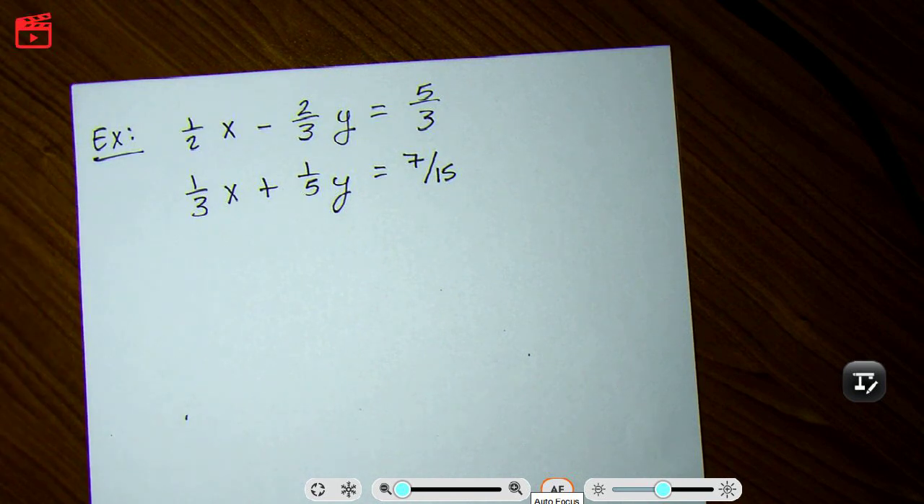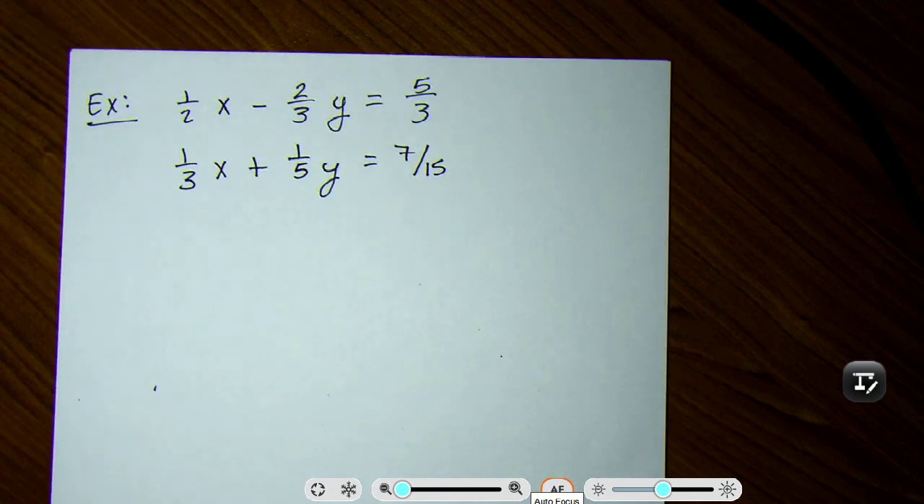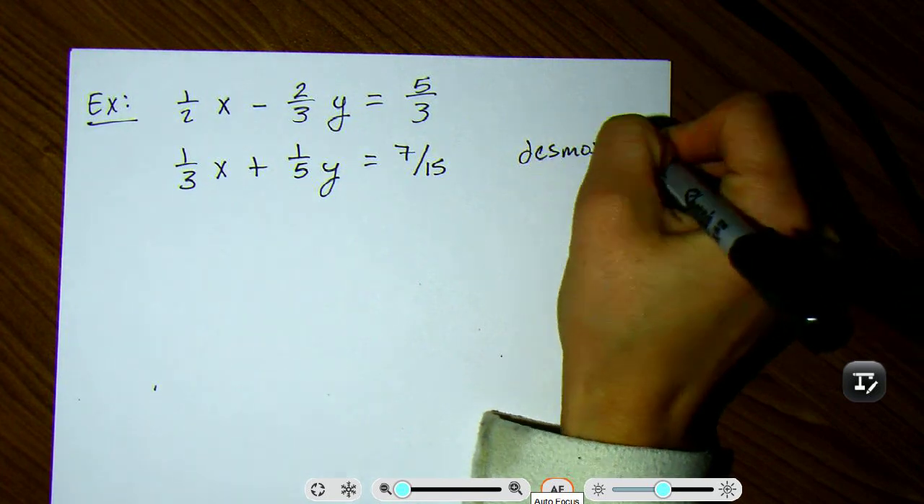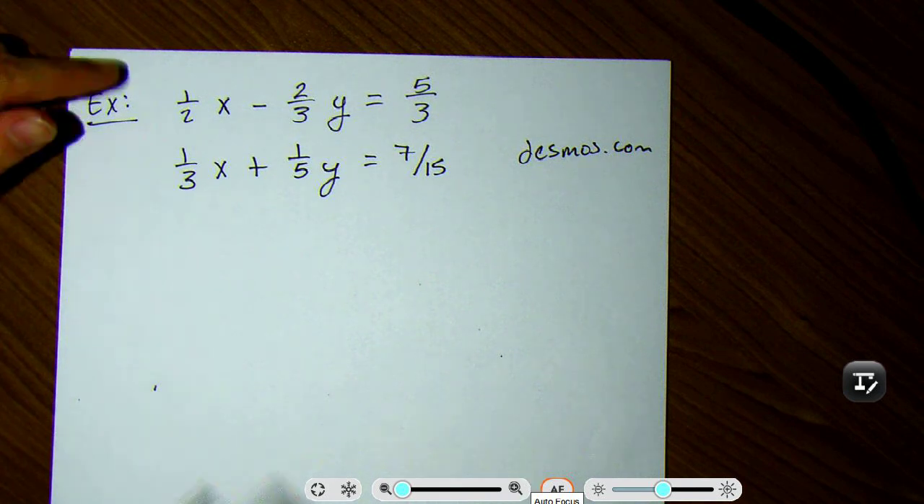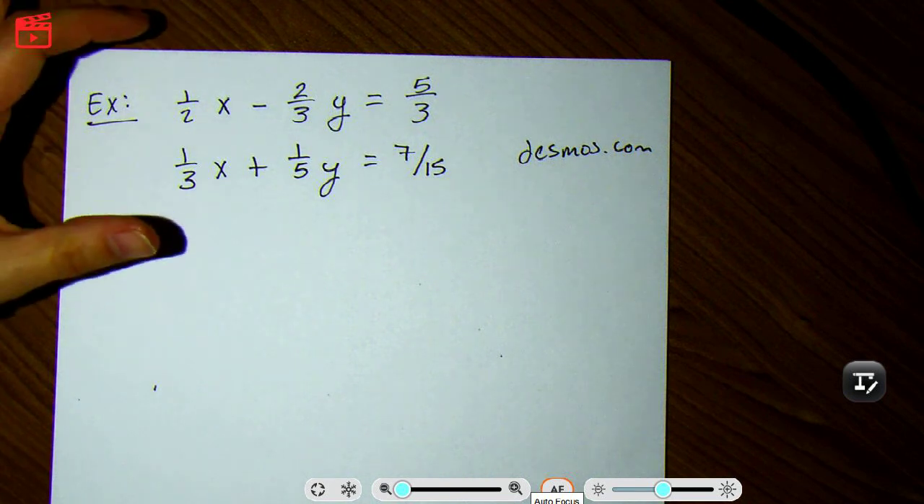One way to do this is, of course, we're graphing, so we can either put it into slope-intercept form and graph using the y-intercept and slope, and you could go to desmos.com and graph them and see if they have an intersection and what point they intersect at. Another option is to graph them by their intercepts, so finding the x and y intercepts, which is what I'm going to do here. I know nobody really enjoys working with fractions, so I'm going to start by getting rid of my fractions.